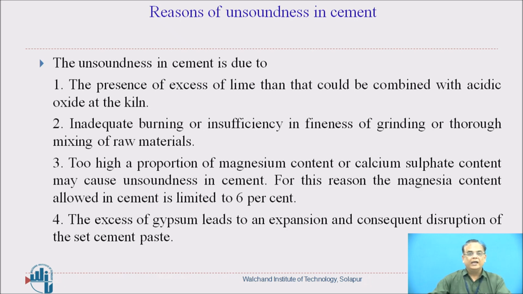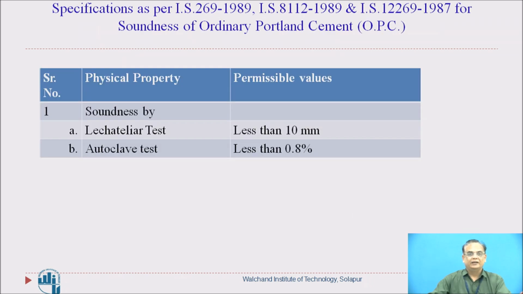Third reason, too high a proportion of magnesium content or calcium sulfate content may cause unsoundness in cement. For this reason, the magnesia content allowed in cement is limited to 6%. And fourth reason is the excess of gypsum leads to an expansion and consequent disruption of the set of cement paste. So excess gypsum also causes unsoundness in cement.